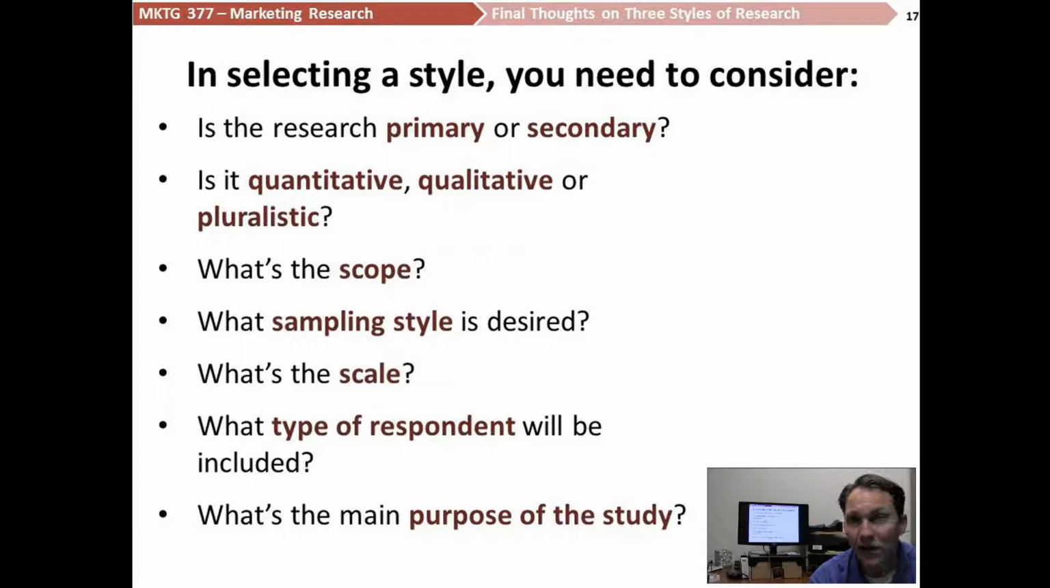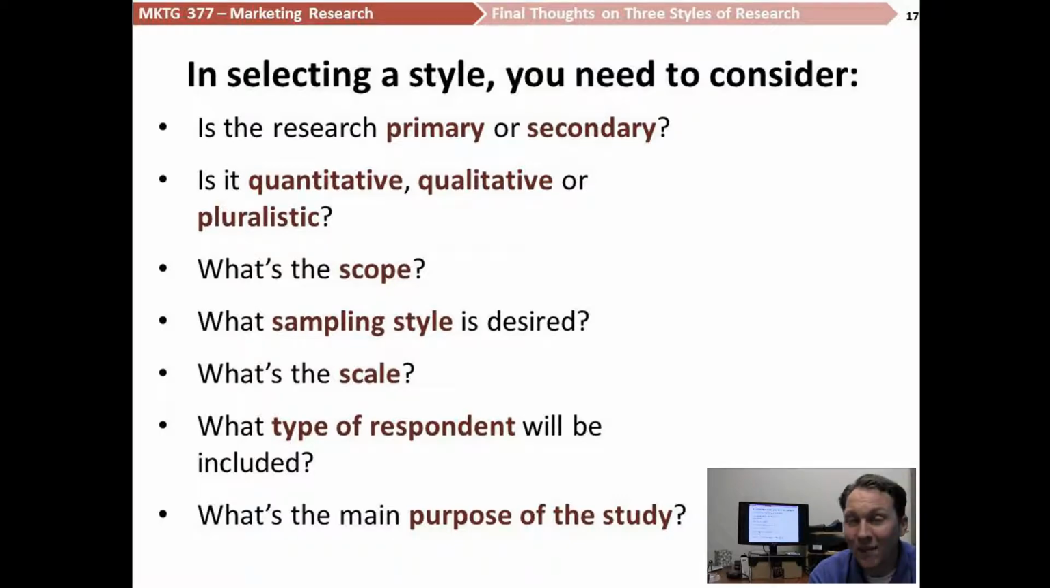You also need to think about, are the data that you're looking for going to need to be quantitative, qualitative, or some combination of both, which is what we call pluralistic or hybrid research. If you're looking for numbers, then you need a descriptive study. If you're looking for numbers that suggest cause and effect, you need a causal study. And if you're looking for depth and detail, you're going to need an exploratory study most of the time, although you might need some descriptive research to go along with it.